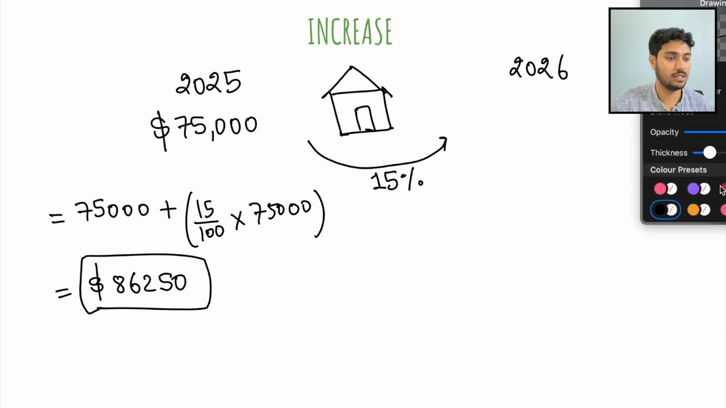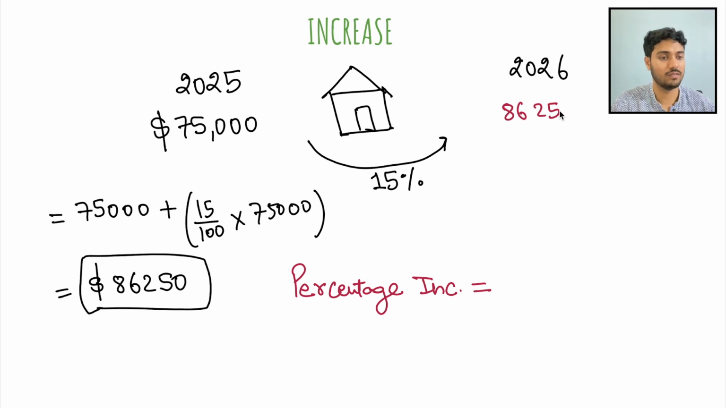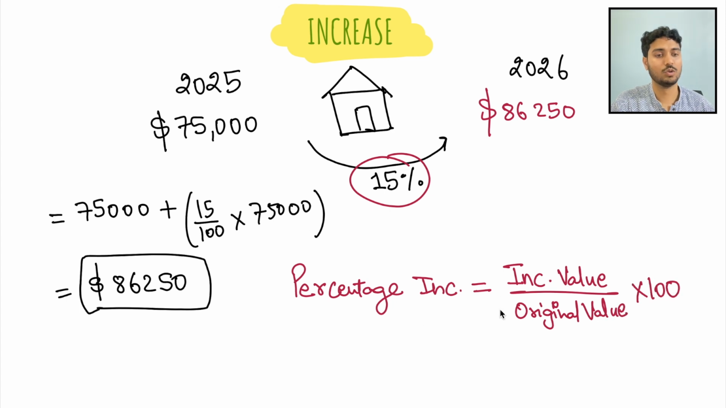What's the percentage change formula? If we have to find the percentage change, or percentage increase in this case, here it was $86,250 after this much increase. So percentage increase is the increase value divided by the original value, this fraction multiplied by 100. If you do this, you will get your percentage increase.